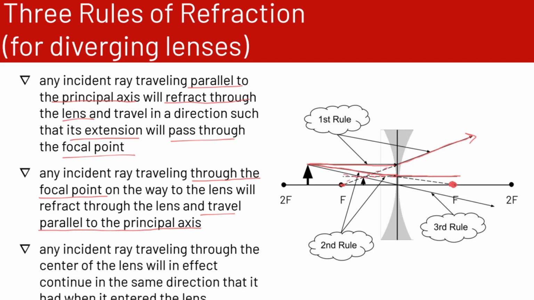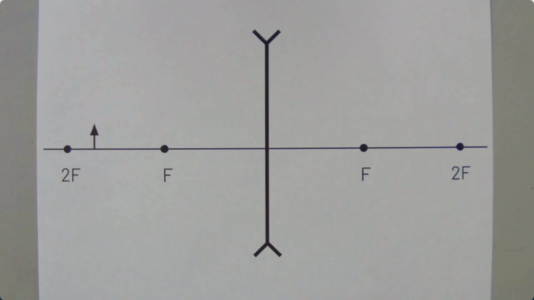And then lastly, the third rule, any incident ray traveling through the center of the lens will in effect travel the same direction it had when it entered the lens. So this is the same rule as with diverging or converging lenses. So we have this ray traveling through the center. It's just going to continue on through the center. Now, same thing with converging lenses, where those three lines meet, that is where your image is.